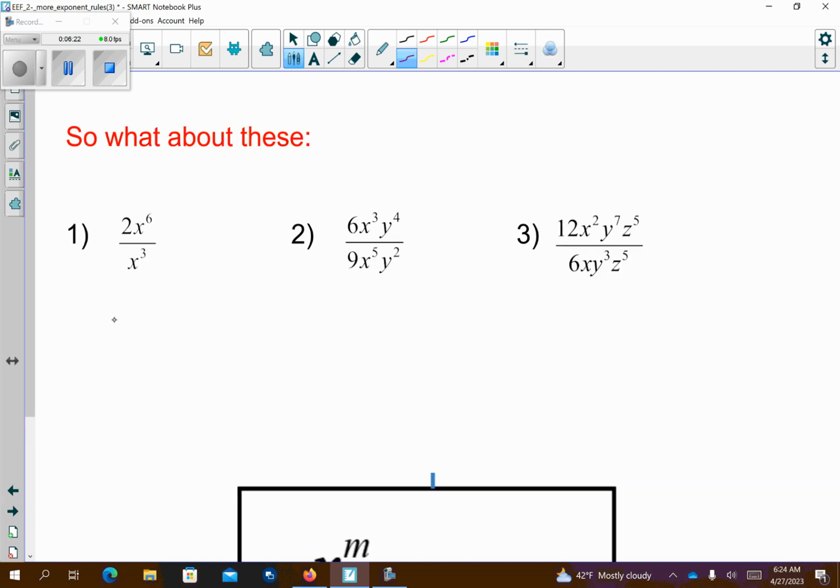Okay, so the 2 is going to stay there. Tug of war between top and bottom. Who wins, top or bottom? Well, the top, by how many? 3. There's my answer. We can reduce 6 and 9. 3 goes into both, so I get 2 over 3.